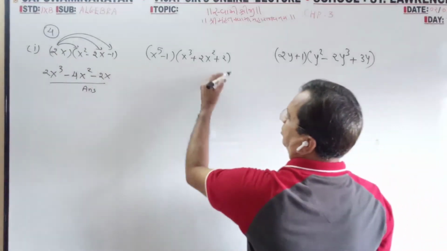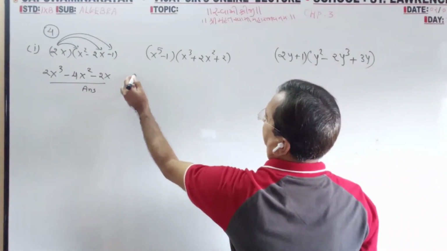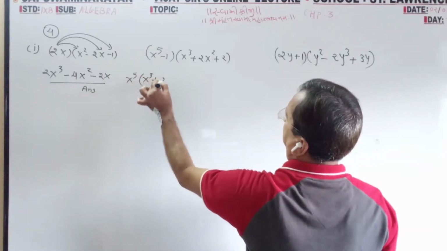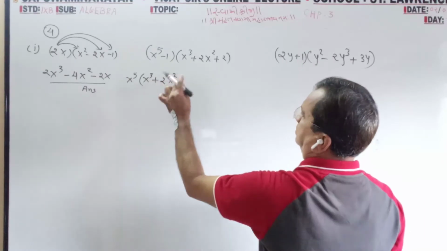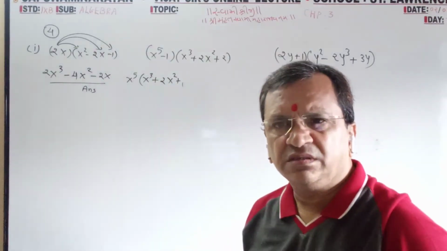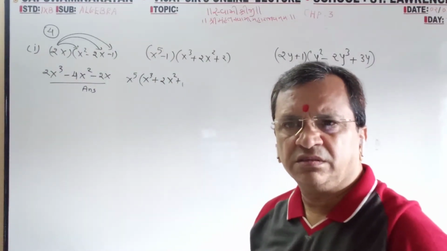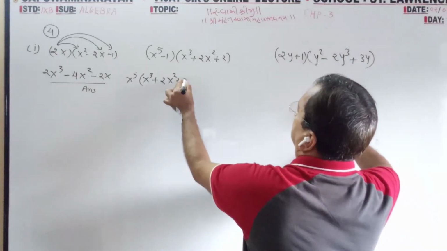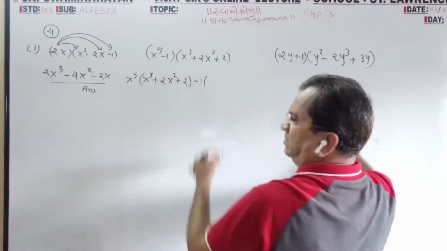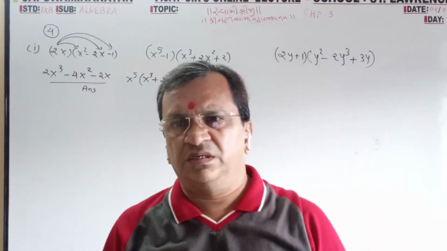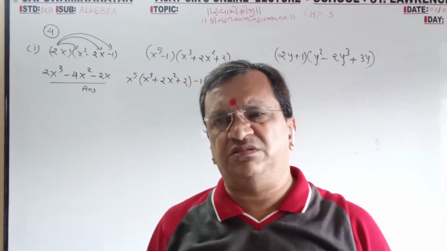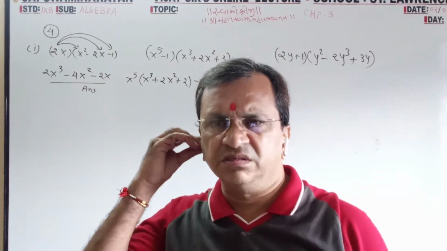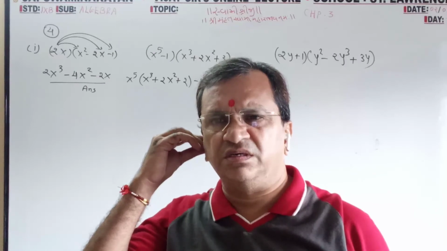Now bracket into bracket. Whose mic is on, beta? Today you are giving lots of trouble. Anit, mic off karo. Anit.